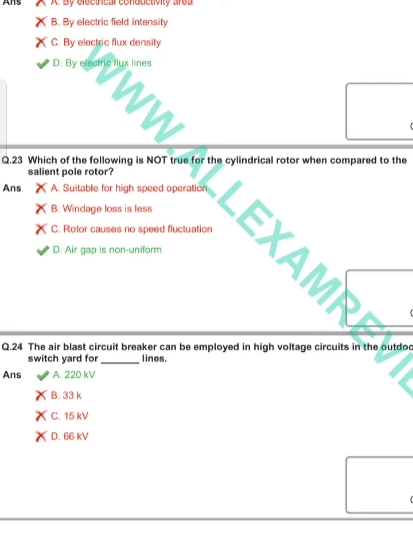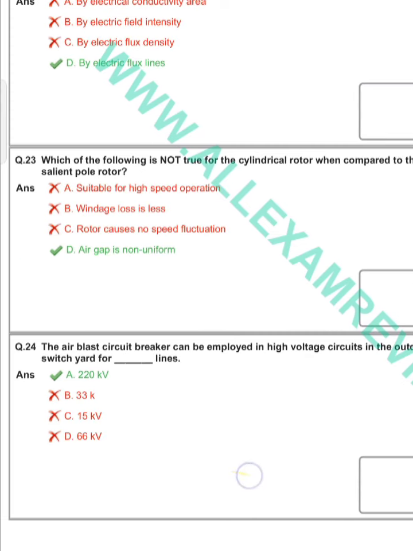Question number 23. Which of the following is not true for the cylindrical rotor when compared to the salient pole rotor? Air gap is non-uniform. Okay, or not true. And then question number 24. The air blast circuit breaker can be employed in high voltage circuits in the outdoor switchyard for the 220 kV line. We have to use it. Okay. That.